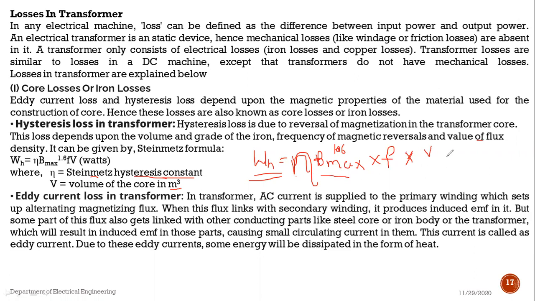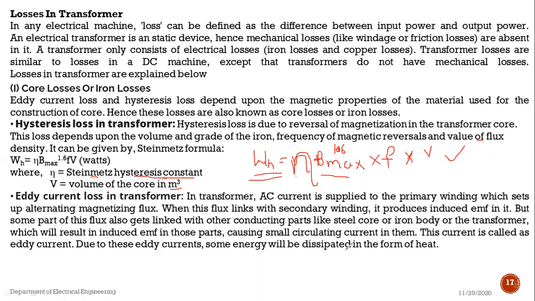And some of the GATE questions are also asked from that formula. The f is nothing but the frequency of magnetic reversal, म्हणजे जे magnetic reversal मुळे losses होते. So according to the BH curve, how much reversal can happen depends upon the frequency of that magnetic reversal. And V is nothing but the volume of the iron core. Okay, so according to this formula it will be obtained.